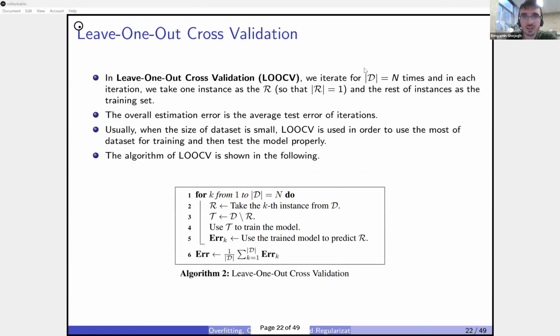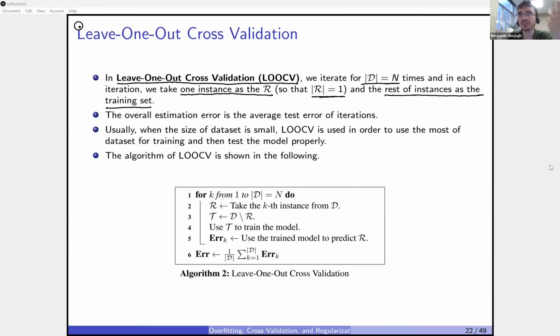Now, leave one out cross-validation. In leave one out cross-validation, we iterate for the size of the data set. Let it be n. So, how many data points do we have in our data set? N data points. Then we iterate n times, and in each iteration we take one instance as the test. So the test size is only one.